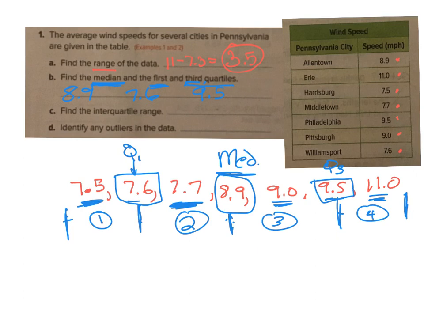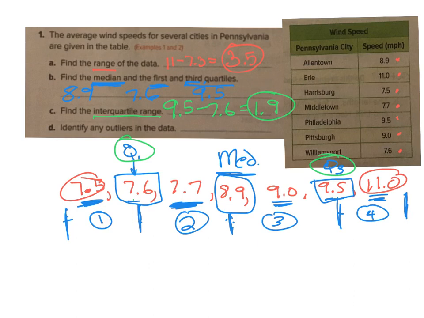Now, this is important because if I want to find the interquartile range, I look at the quartile 1 and quartile 3. Remember, the whole range was the greatest, the big one here, take away the small one, and that got me 3.5. But now I want the interquartile range, so I'm going to take 9.5, and I'm going to take away this one, 7.6, and that leaves me with 1.9. So the interquartile range is 1.9. The range of the whole data set is 3.5.